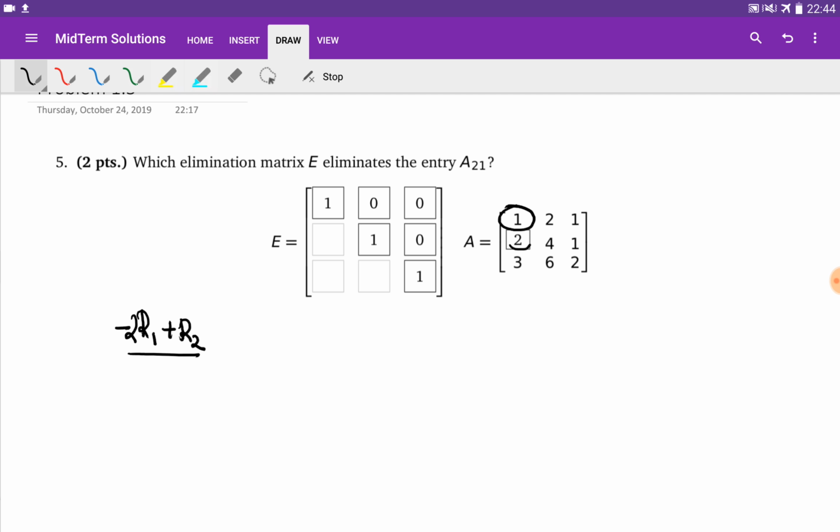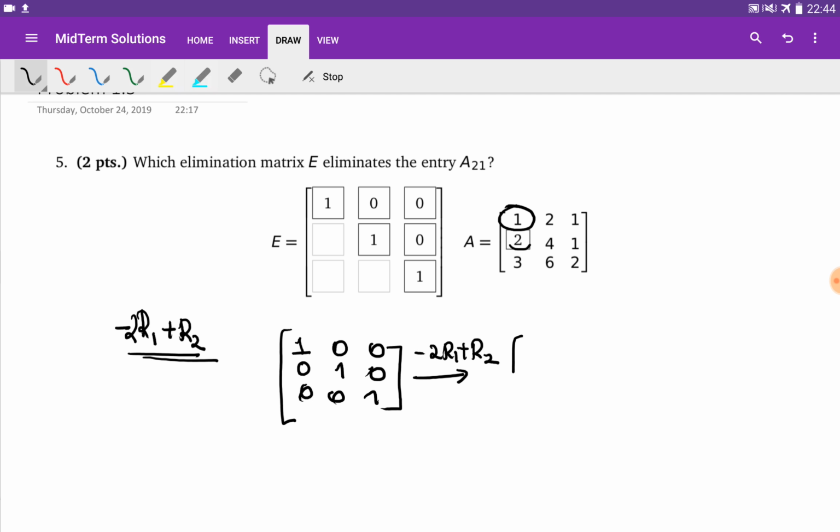So we can obtain the elimination matrix from the identity matrix. If I apply this operation, -2R1 plus R2, over the identity matrix, we're going to obtain the elimination matrix. It's going to be 1 0 0, -2 1 0, 0 0 1. That is the elimination matrix which I'm looking for.